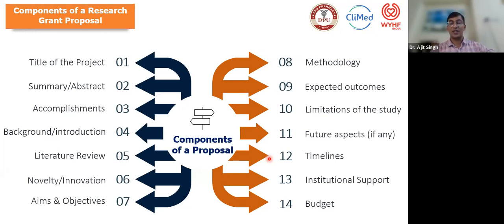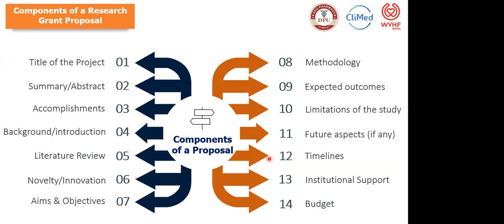Then expected outcomes. What is your hypothesis? What are you expecting at the end of this research? It may be fulfilled, it may not be fulfilled, but you have to state the expected outcomes. Very important, what you are exactly looking for, what you are exactly expecting from your research. And then limitations of the study. What are the limitations? What can you not perform now?